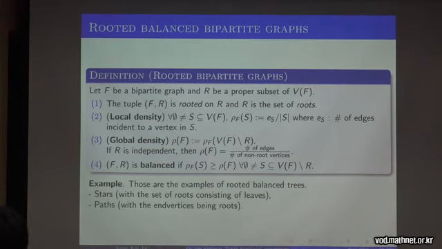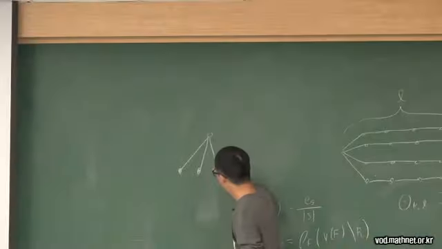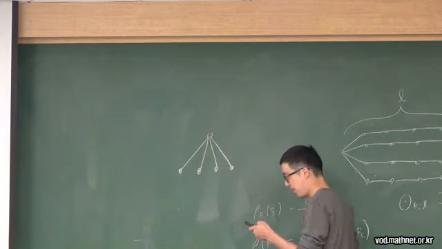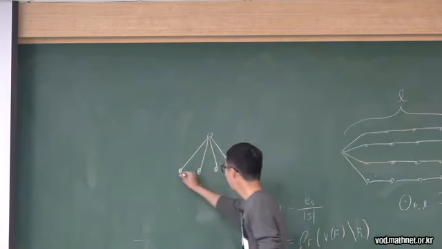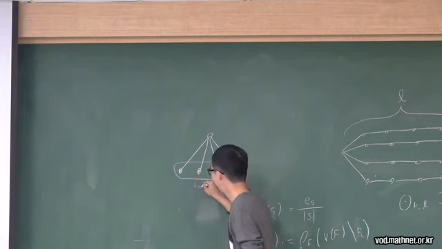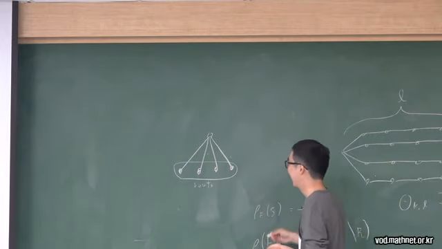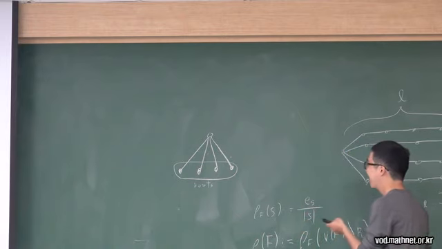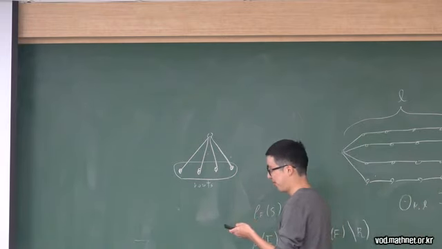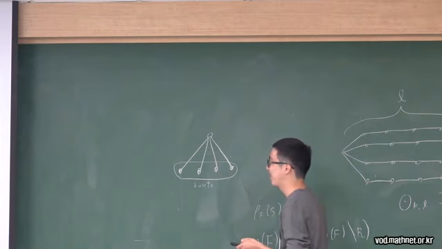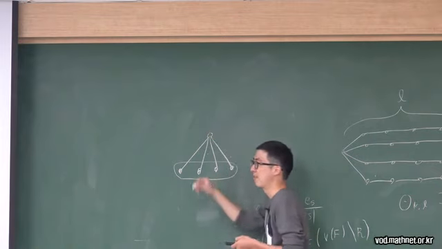So here are some examples of rooted balanced trees. For example, stars, with all leaves being roots. It sounds weird, but with all leaves being roots, it is clearly balanced, because we only check this when S consists of a single vertex.